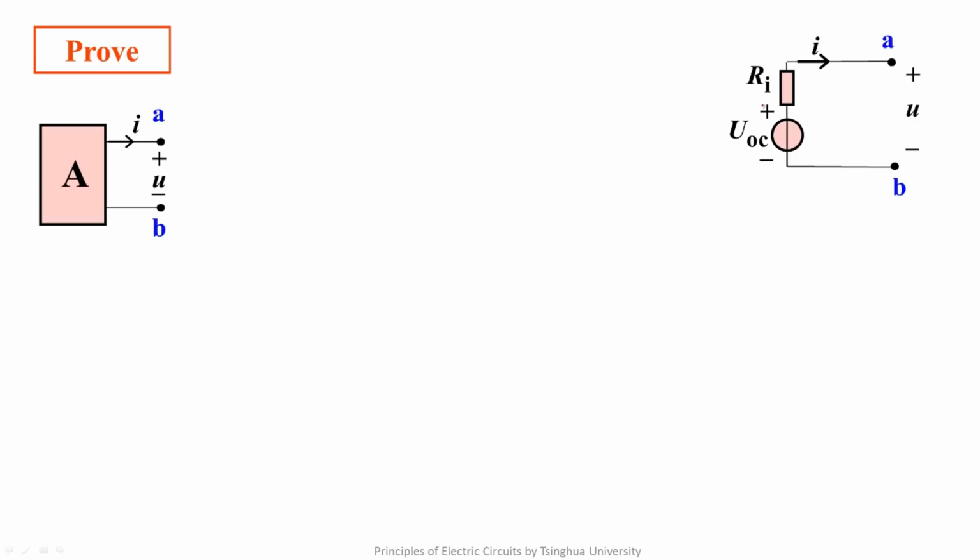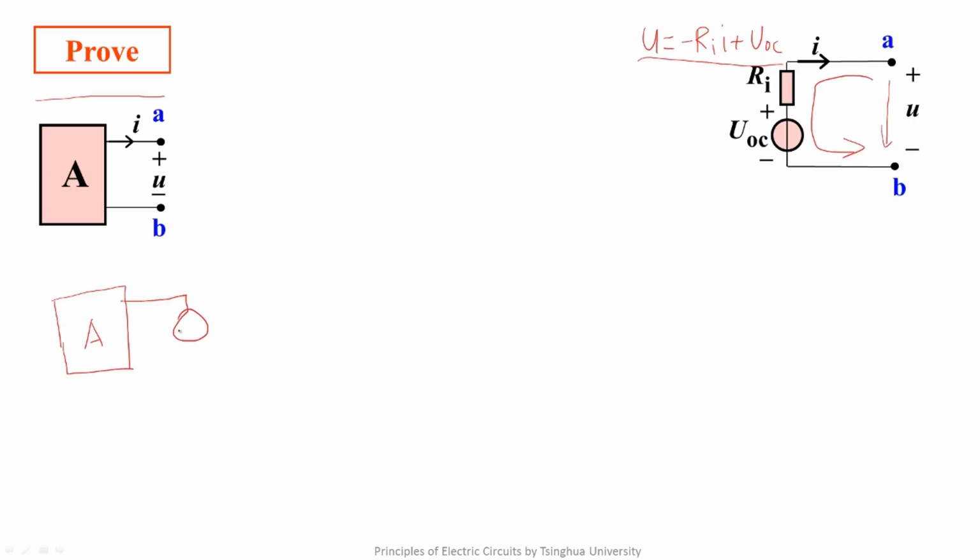Well, we write out the port voltage and current equation in the right circuit first. According to the KVL, U equals minus Ri times I plus UOC. We want to prove this circuit has the same form. The port voltage and current's reference directions are shown in the figure. We can connect a current source to the network in this way. The current source value is I. What's the voltage of the current source?